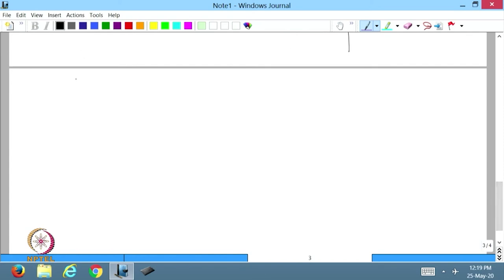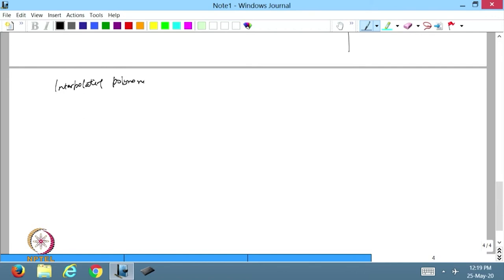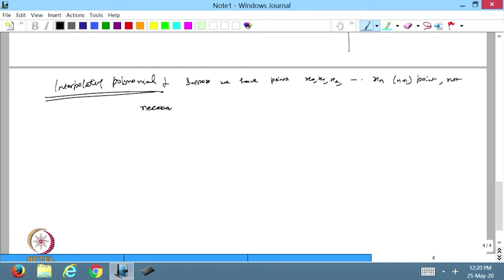First of all, I will try to find how we can find a general interpolating polynomial. So let us discuss the interpolating polynomial in general. Suppose we have the nodal points x0, x1, x2 up to xn, n plus 1 points, not necessarily equispaced, and all xi are distinct. It means I can write x naught less than x1, less than x2, less than xn.